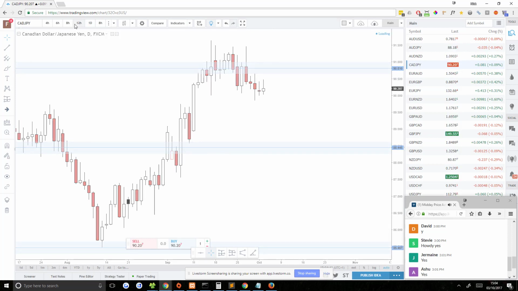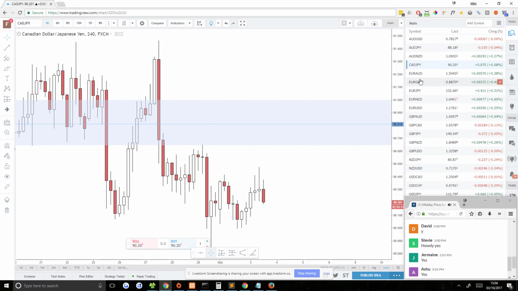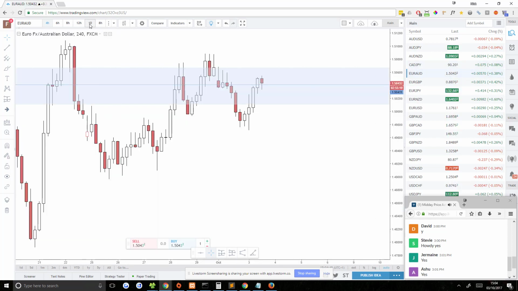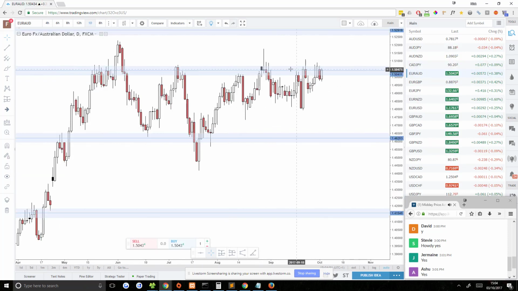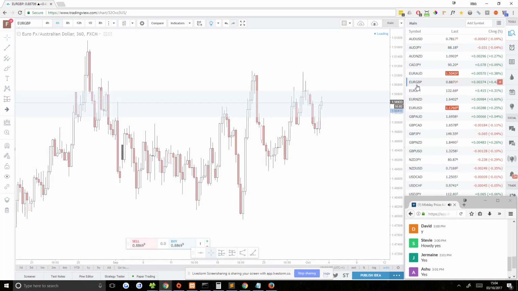CAD JPY. CAD JPY is already pulling away from this resistance area, so it's a bit too late. Euro AUD. Euro AUD is stuck on this resistance area still. This is just way too messy for it to be even remotely tradable.